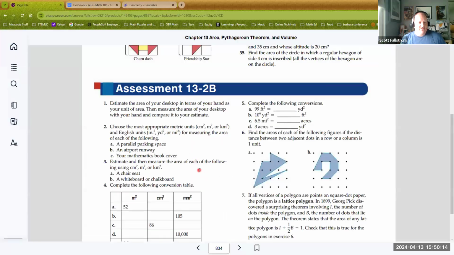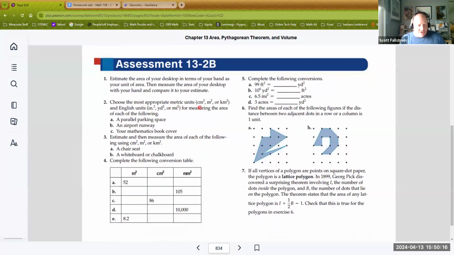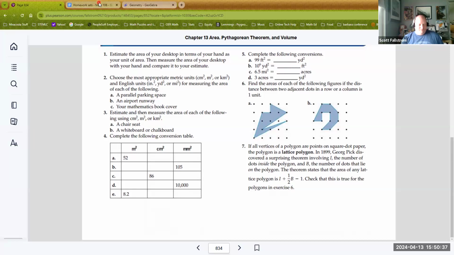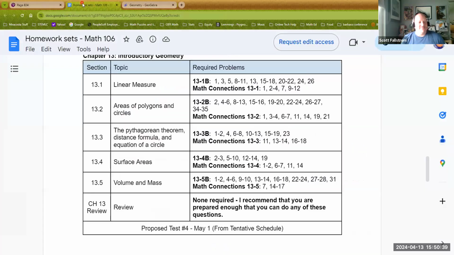Okay, so let's see here. Question 2: choose the most appropriate metric units to measure a parallel parking space. Which unit would be the best one? Square inches, kind of tiny. Square miles, pretty big, or square yards. An airport runway, again, think about the overall size. How long is that? So try to pick the most appropriate measure as you're doing this. That's the quick one there.